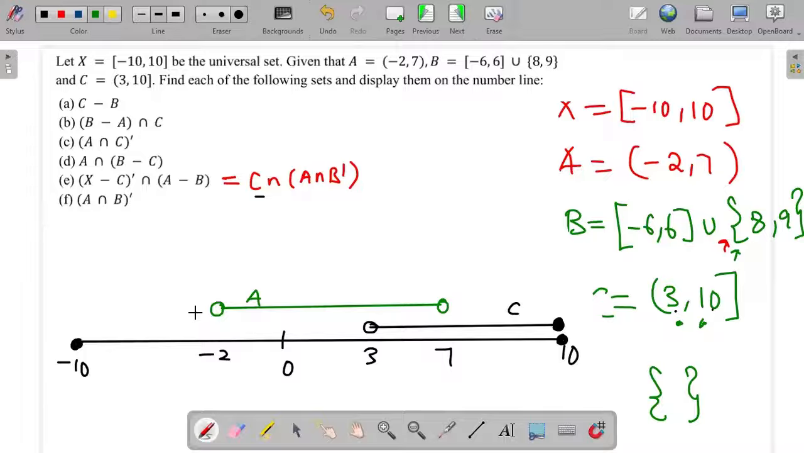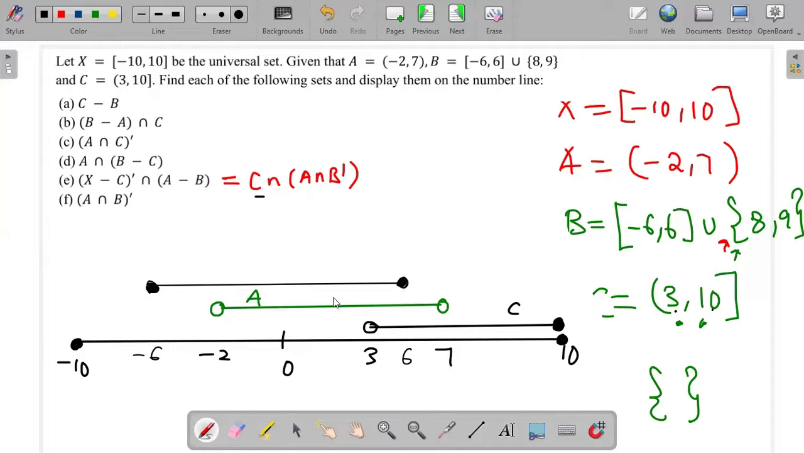I'm just remaining with the B complement. For the B complement, we first start with B itself. B is from minus 6, which can be somewhere there, to 6, which should be between 3 and 7, somewhere there. The minus 6 is included, so you can see I'm shading it, and the 6 is also a part of it, so I'm also shading it like that.